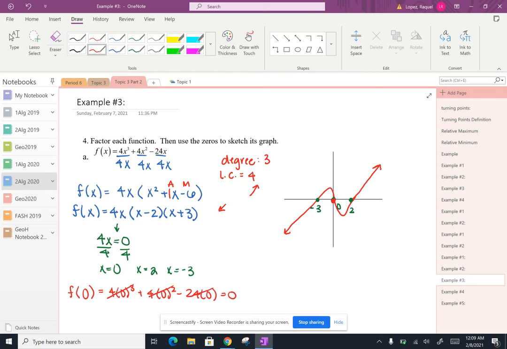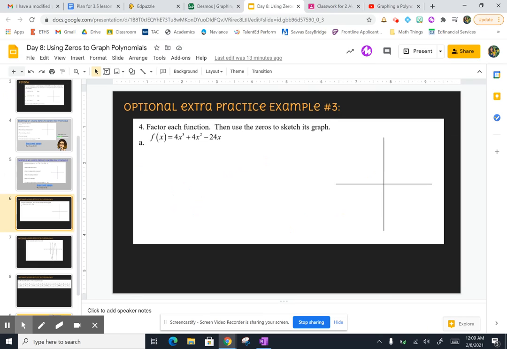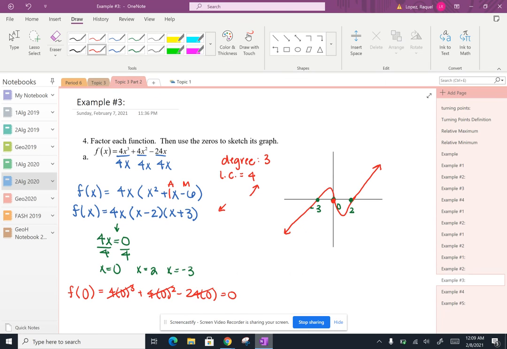So as always, I want to quickly just check this on Desmos or on my graphing calculator and just see what that looks like. And when I look at Desmos, that looks pretty close to what I have on my sketch. So I don't really need to change anything here. This is a pretty good sketch for the information that I have.